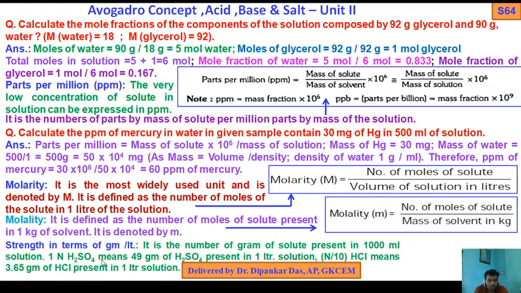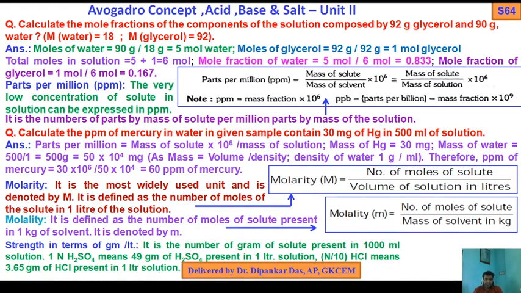Now, 1 normal H2SO4, strength in terms of gram per liter. So how will you express strength in terms of gram per liter? It is the number of grams of solute present in 1000 ml of solution. 1 normal H2SO4 means 49 gram of H2SO4 present in 1 liter solution. N by 10 HCl means 3.65 gram of HCl present in 1 liter solution.